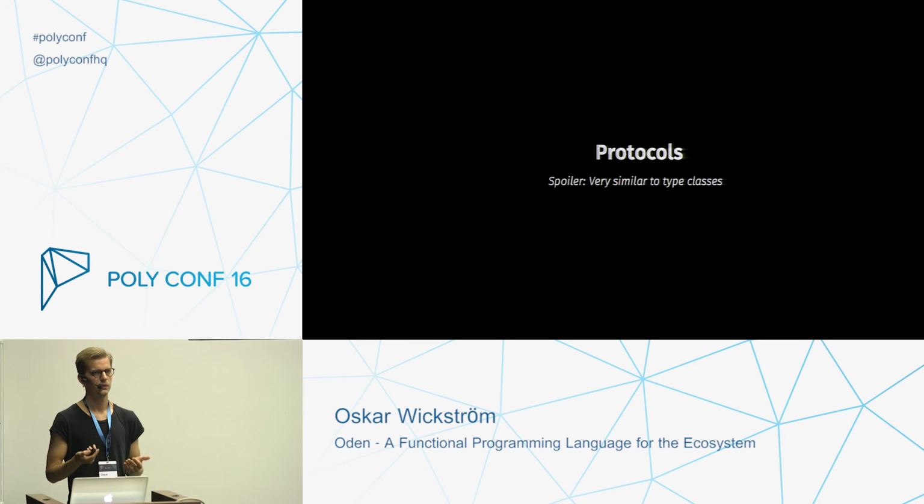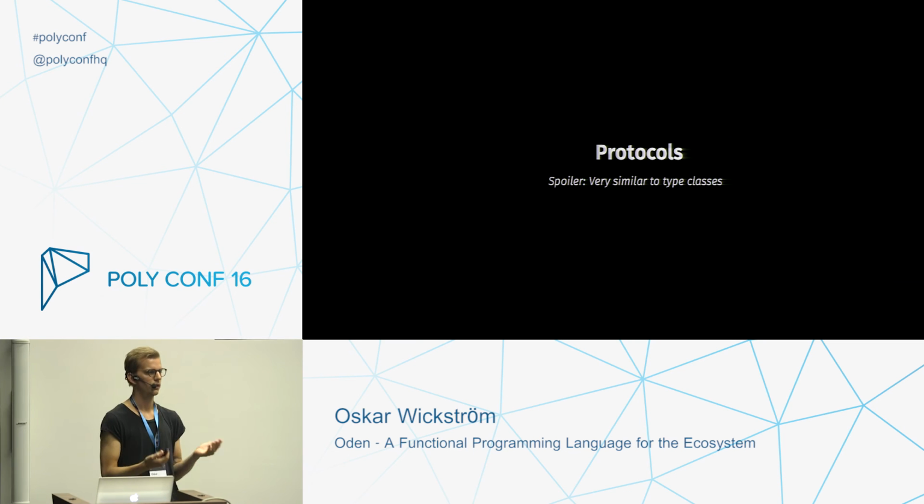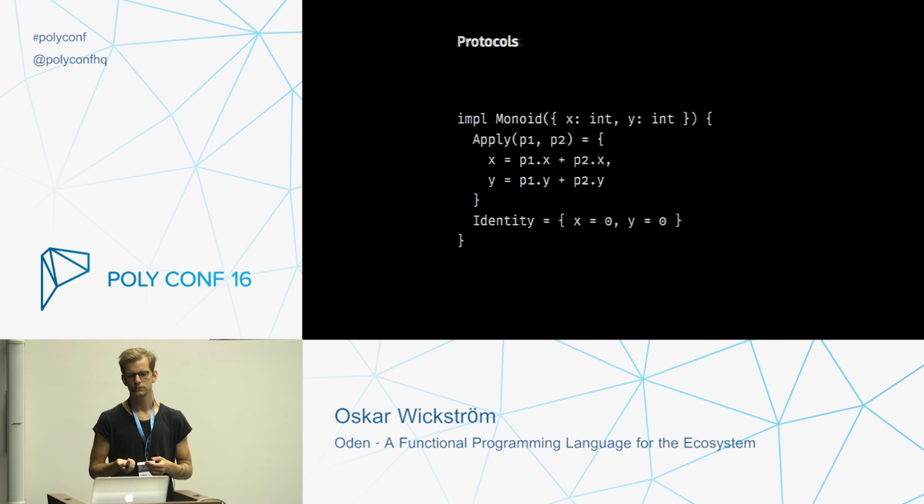So there's a number of built-in protocols right now in Oden. A protocol has a number of methods that you implement for a type. Here we implement the monoid protocol, which has two methods, apply and identity. So we're implementing monoid for this record that has x and y int fields. And the definitions come afterwards there.